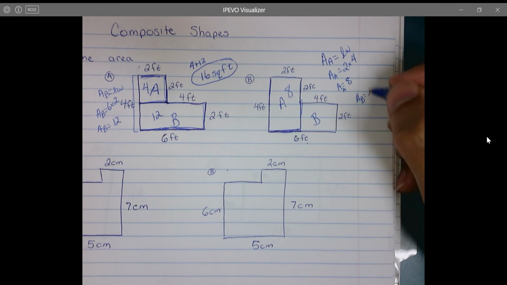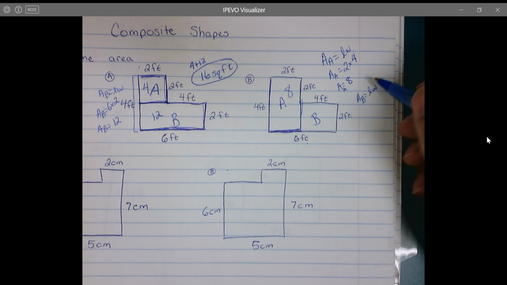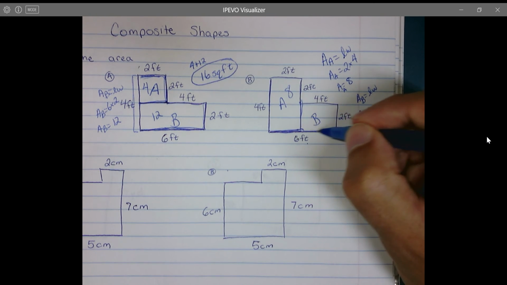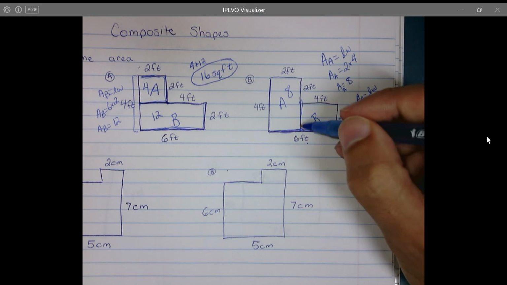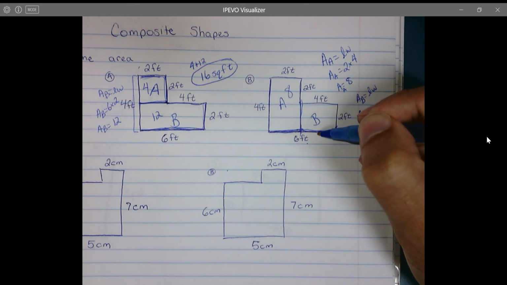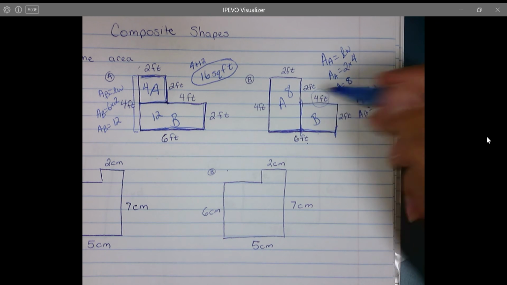Now I'm going to have to do the same thing for B. Area for B, length times width. You notice I'm always starting with my formulas. Area of B. All right, so if I'm looking at this side, well, again, this 6 is from here to here. I'm not going to use the 6. I'm only going from here to here. I'd have to look at the opposite side, which that would be 4. I'm going to use this 4.